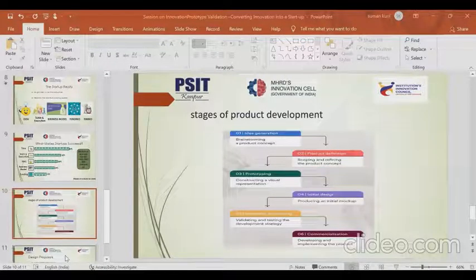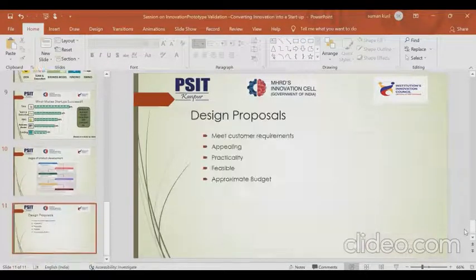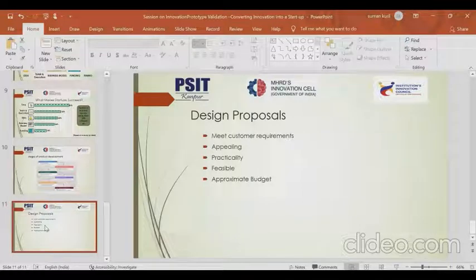Okay. So the last thing is the design proposal. See, these are the points, the gist of all the points that I covered in the slides. While we are designing the product, what is our requirement? We need to meet, basically satisfy, the customer requirement, whether it is a functional requirement or a non-functional requirement. All the features demanded by the customer should be satisfied by your product.